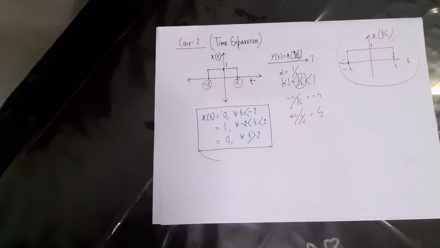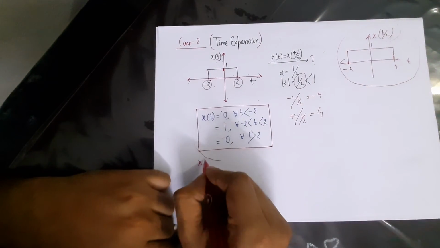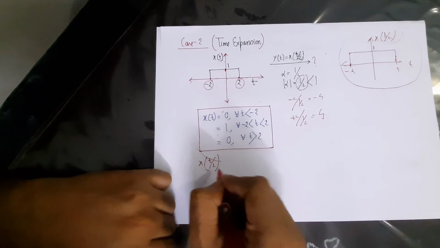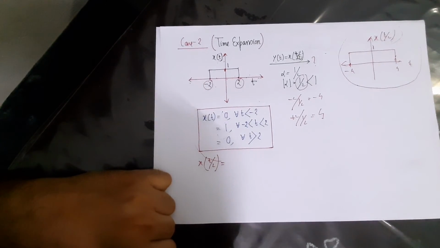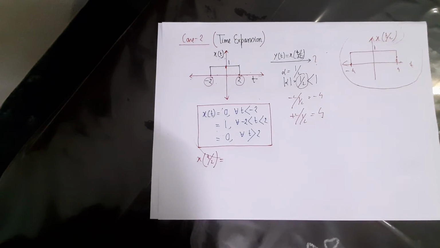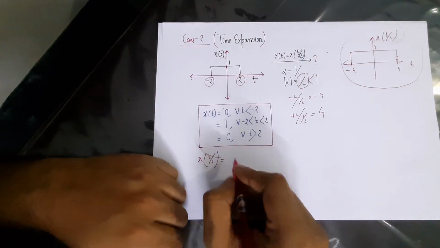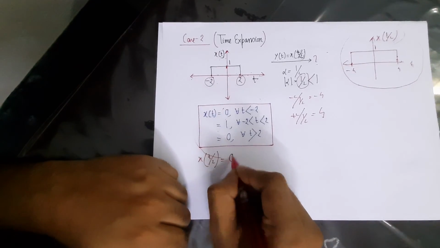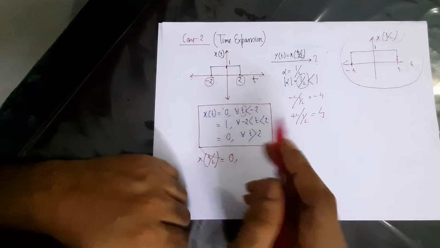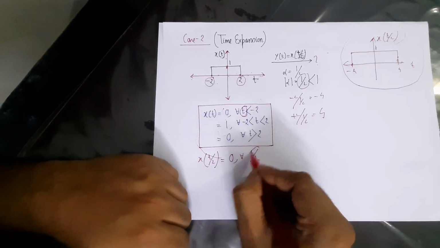So let's see how I am doing this, just as in the previous case. In place of t, I will write t by 2 everywhere. I have said that in time scaling operation, the amplitude remains constant. It's only the time axis that either gets compressed or gets expanded. So x of t by 2 equals 0 wherever we have t, we will replace it by t by 2.